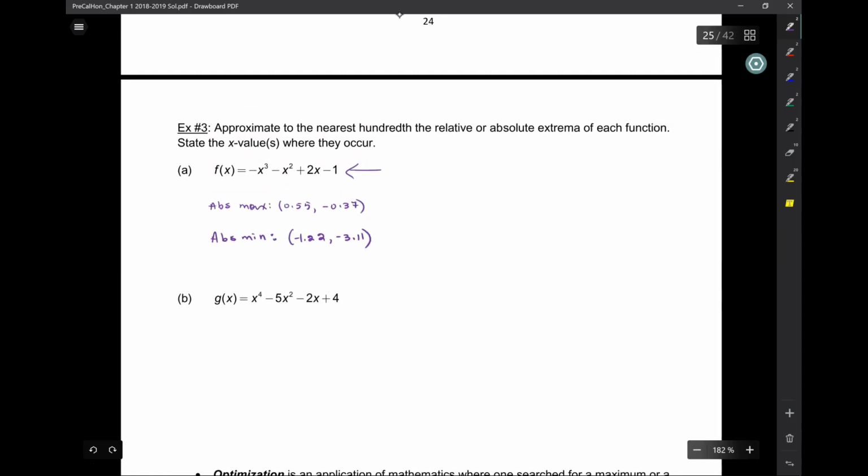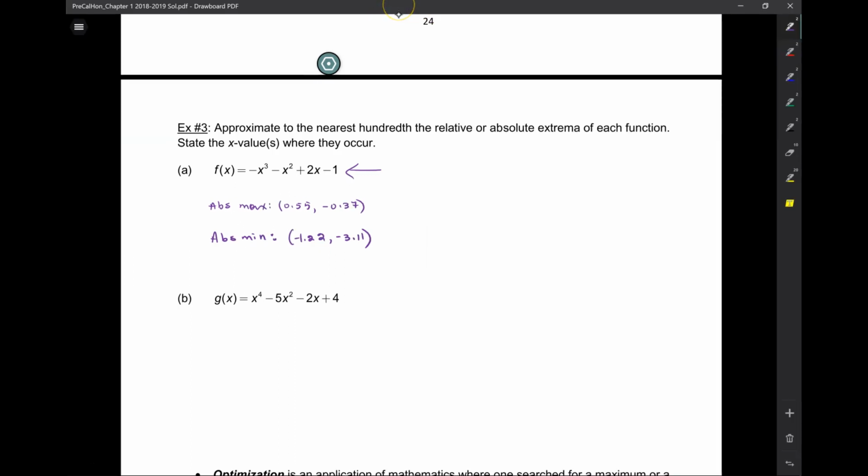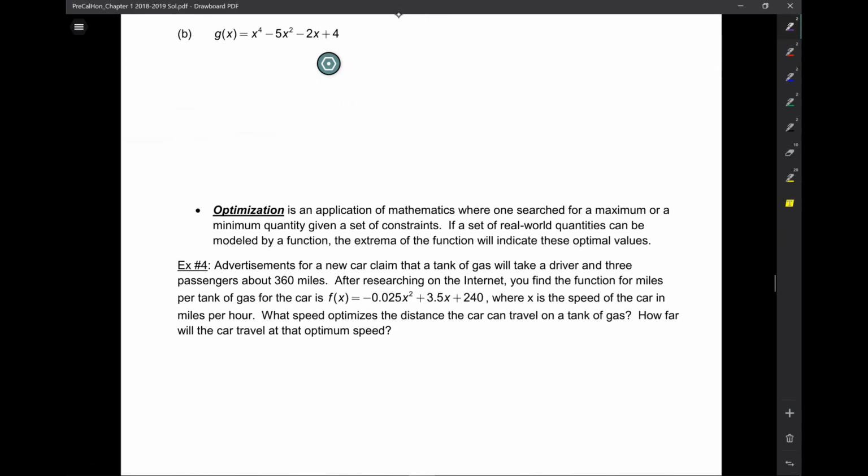Sorry? What did the y go for the x? So here it's negative 1.22 and negative 3.11. And then here it's 0.55 and negative 0.37. Okay, let's go to optimization.